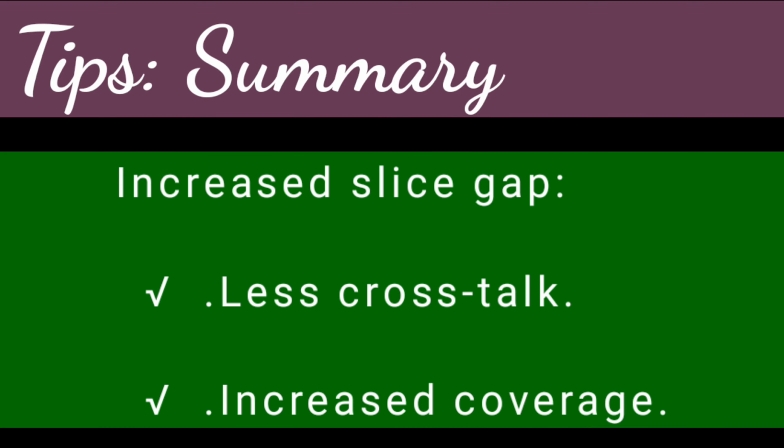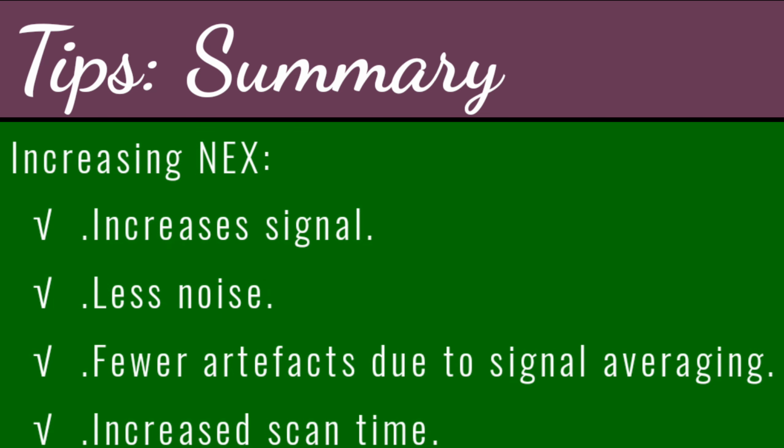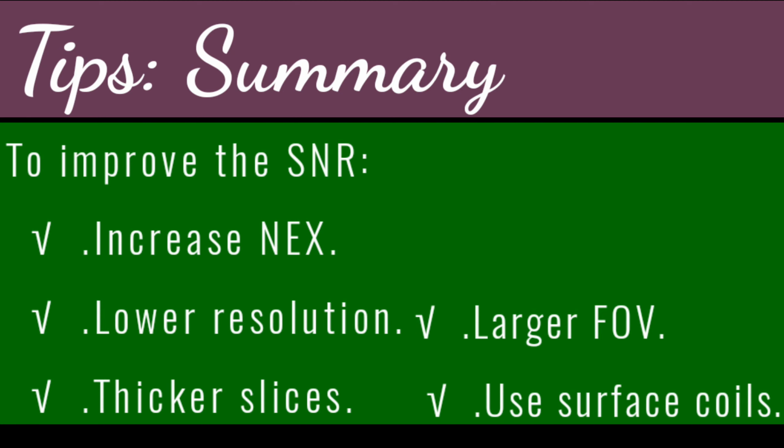Increased slice gap: less crosstalk, increased coverage. Increasing NEX: increases signal, less noise, fewer artifacts due to signal averaging, increased scan time. To improve the SNR: increase NEX, lower resolution, thicker slices, larger FOV.